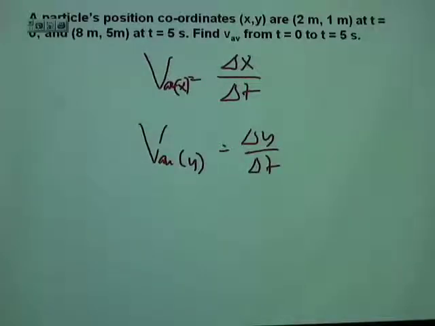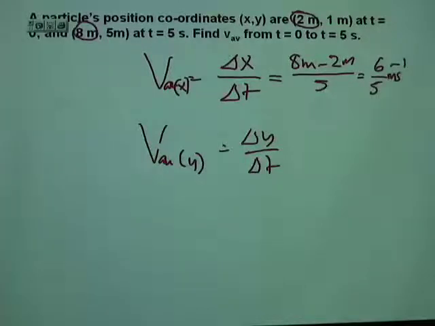You can do this problem right away here. Tell me, what is my delta x? What is the change in position in the x direction? It is 8 meter minus 2 meter. So that will be 8 meter minus 2 meter divided by 5, and that will be 6/5 meter per second i, because it is in the x direction. That is the average velocity in the x direction.